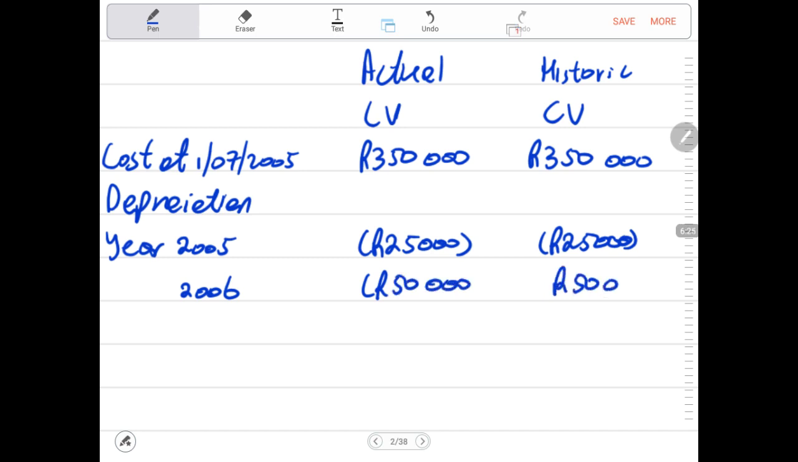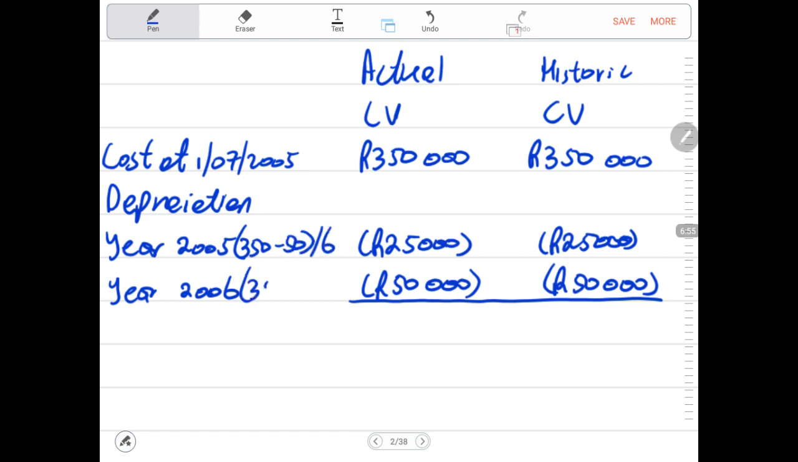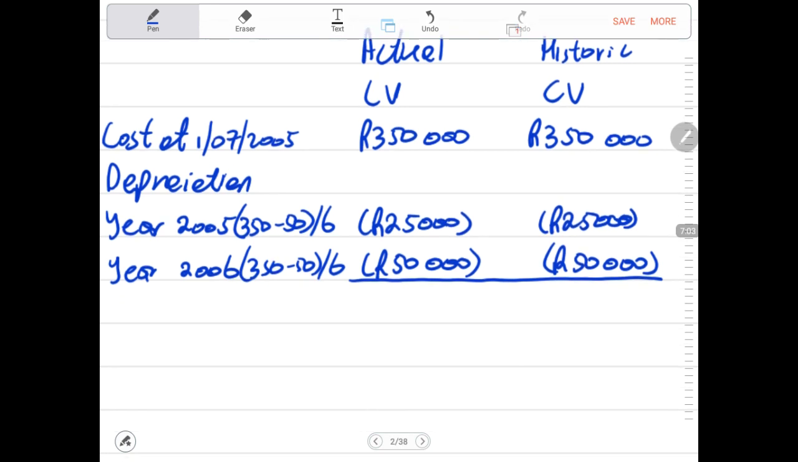Obviously it will be 50,000 rands because 25,000 is for half of the year. So now this will give us the balance at the end of 2006, which is the beginning of 2007. Then after, please don't hesitate to show your workings at all. Your workings are very much welcome. 350 minus 50,000 divided by 6. Same applies here. That is the procedure. That will give you 50,000 rands.